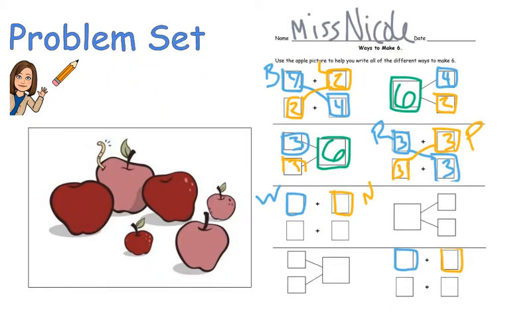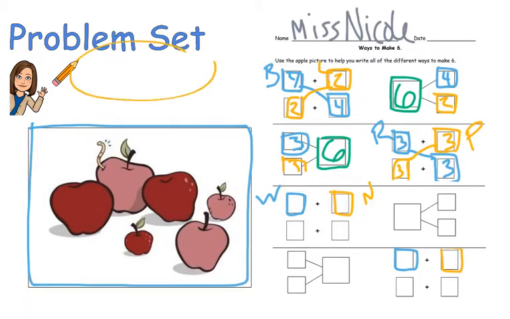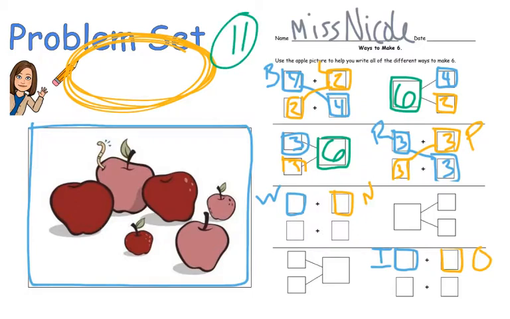Alrighty, now for the next one. We are going to do the number of apples inside the box, inside the square, and how many are outside of the square. So we're going to put in and out. How many are in the square and how many are out of the square. So again, pause your video and complete those problems for me.